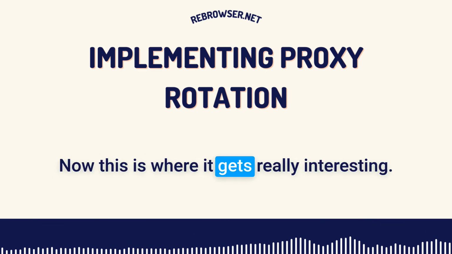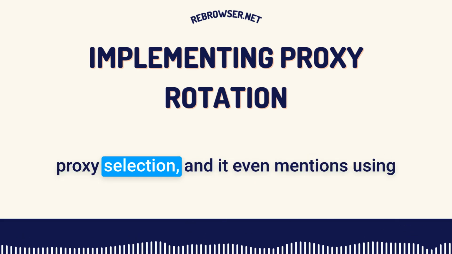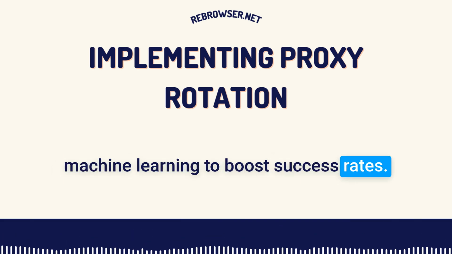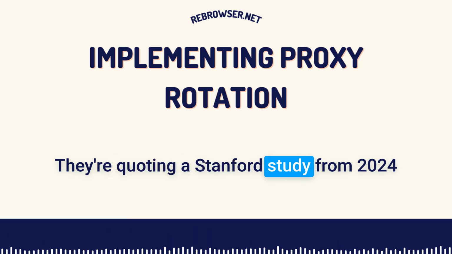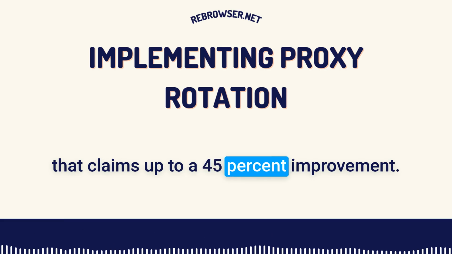Now, this is where it gets really interesting. The guide starts talking about advanced proxy selection, and it even mentions using machine learning to boost success rates. They're quoting a Stanford study from 2024 that claims up to a 45% improvement.